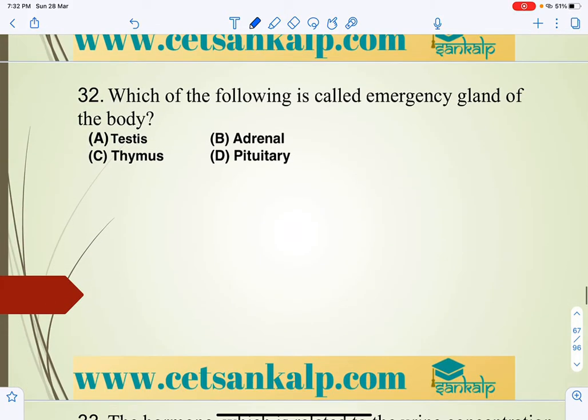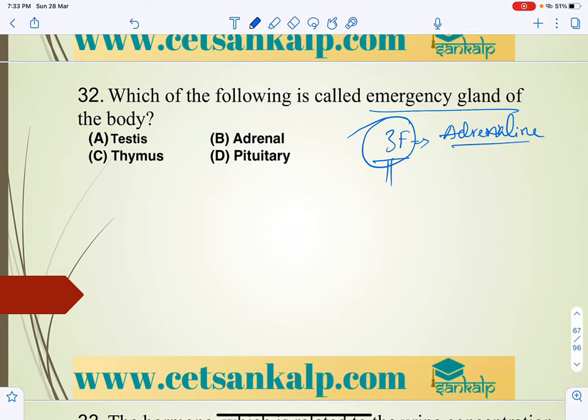Let us take: which of the following is called the emergency gland? That is the adrenal gland, which produces the 3F hormones, mainly adrenaline, which helps to survive against dangerous conditions. 3F: fight, flight and fright. I already mentioned adrenaline, also called epinephrine, and noradrenaline, also called norepinephrine. These hormones are produced mainly by the adrenal medulla.